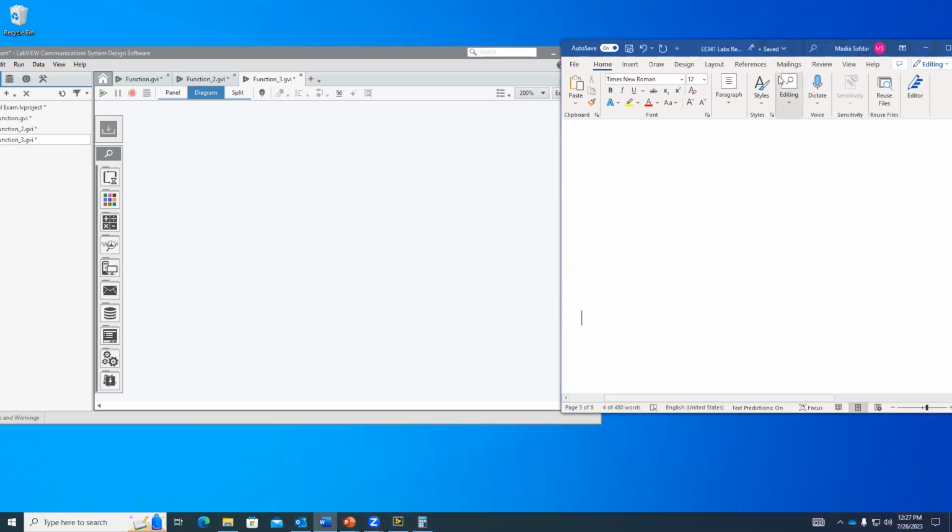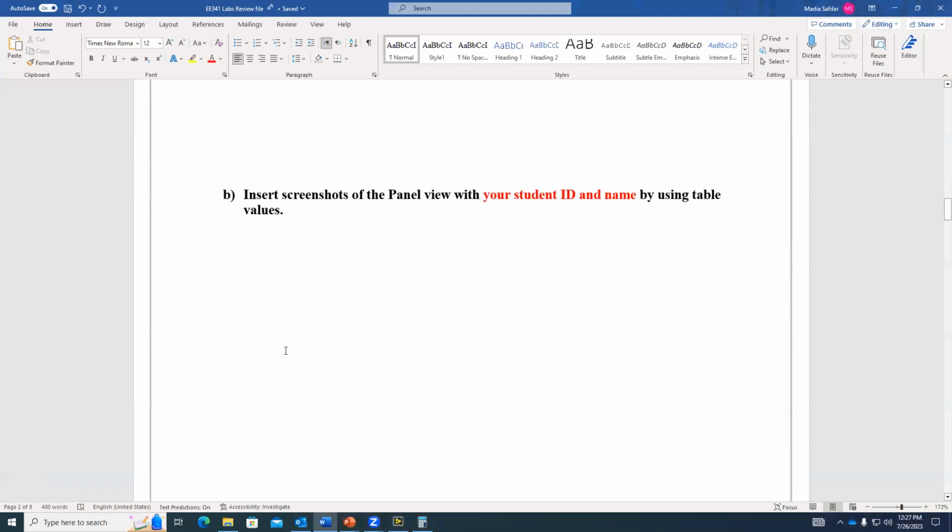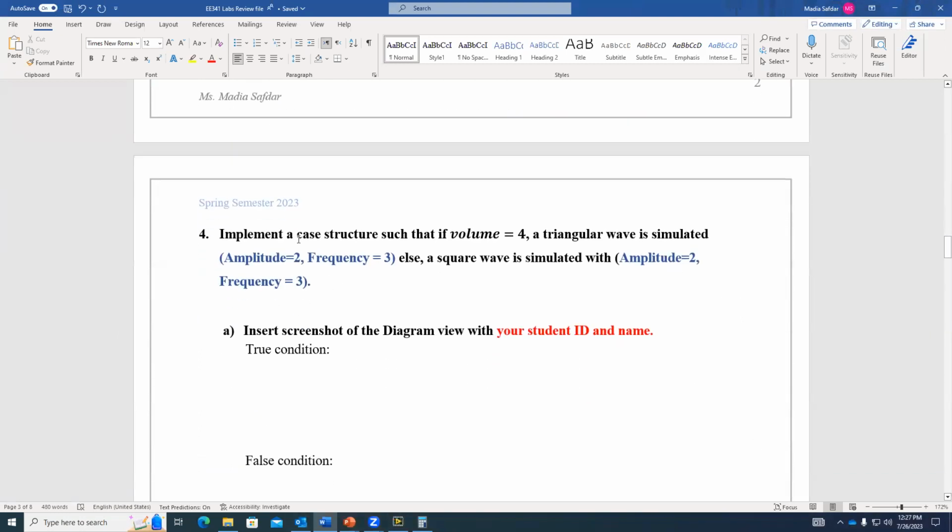Okay, now this is the second part of the review. So now we were done until question number 3. So question number 4 is about case structure. This is related to lab number 2.